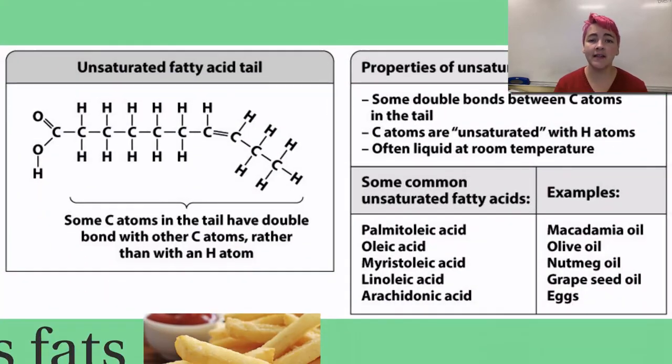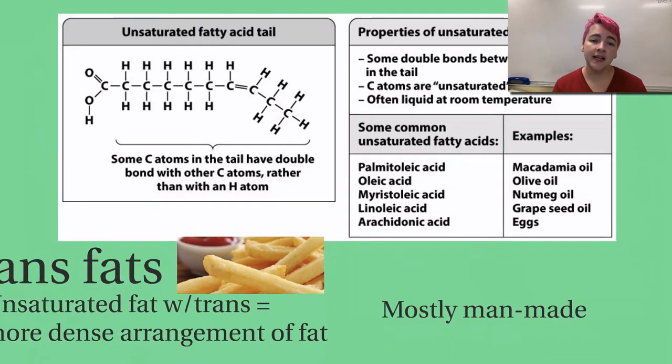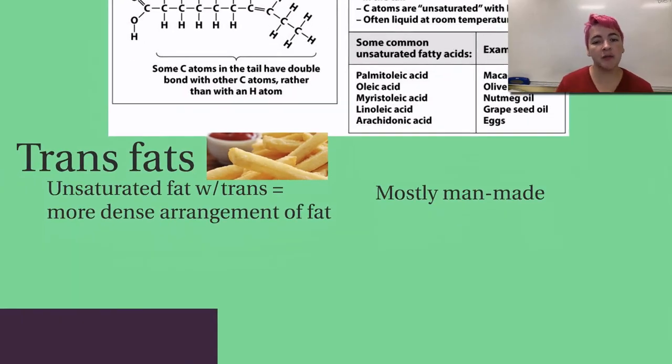They are things like butter, dairy, fat on meat, and then we have unsaturated fats. Unsaturated fats have a double bond. That double bond creates a kink in the fatty acid tail, and it makes it harder for them to solidify. So these are going to be our oils. They're going to be liquid at room temperature. Trans fats are unsaturated fats.